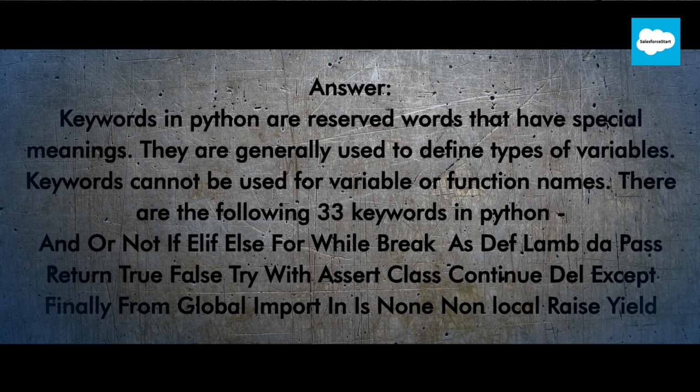There are the following 33 keywords in Python: and, or, not, if, elif, else, for, while, break, as, def, lambda, pass, return, True, False, try, with, assert, class, continue, del, except, finally, from, global, import, in, is, None, nonlocal, raise, yield.